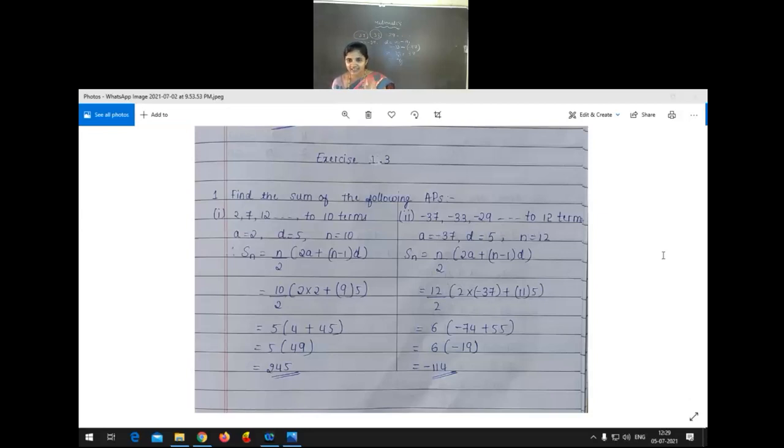Let us verify by ourselves. n is 12 by 2. 2 into minus 37. Then 12 minus 1 is 11, into 4 here. We have to change to 4, not 5. Then here 6 is the same. Here we will get a minus value. So then here 44 we will get. So here we'll get a minus value only. So minus 74 plus 44. Yes, minus 180 is the answer.